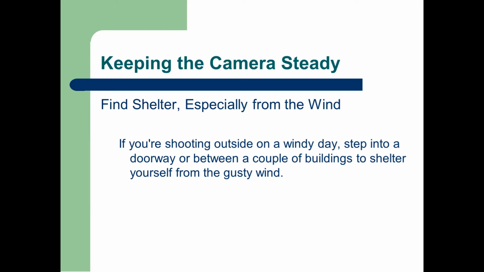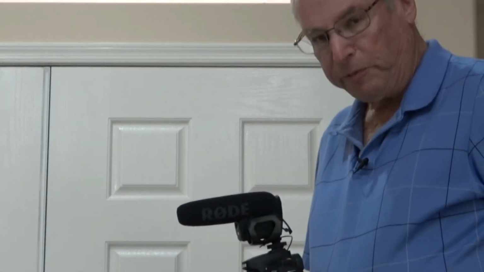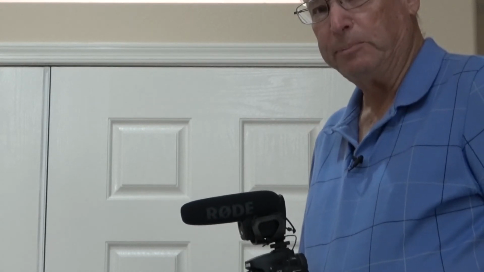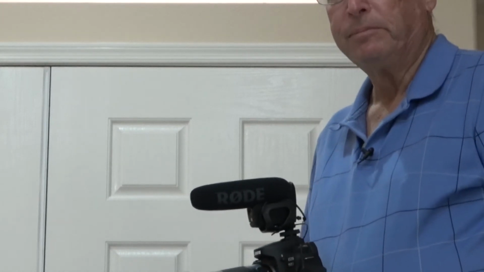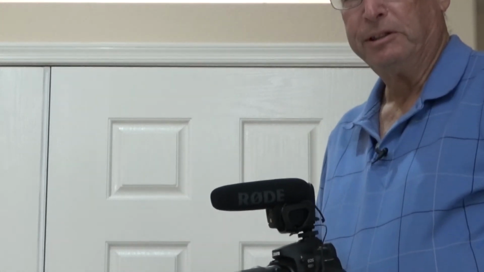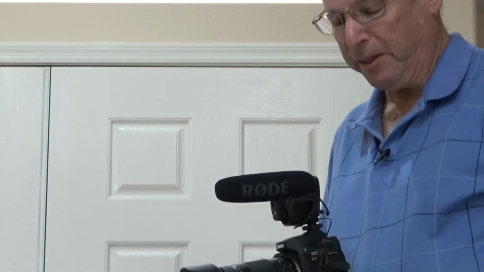Another thing you can do is some external microphones have what they call a dead cat, which is a fuzzy thing which fits over the microphone, and that reduces the noise of the wind. This is a shotgun microphone. It's good for taking video and audio of subjects further away, or even if you want to get sound from a stream or a river, this will help the volume on that.